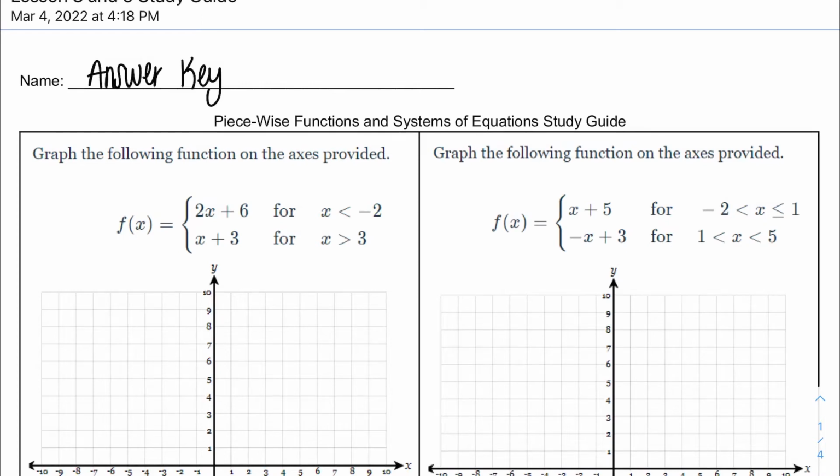All right, this is the answer key video for the lesson 8 and 9 study guide. Okay, so for this one, I am going to start with the document completely blank, because I want you to see how exactly I'm working this process rather than just seeing the answers.